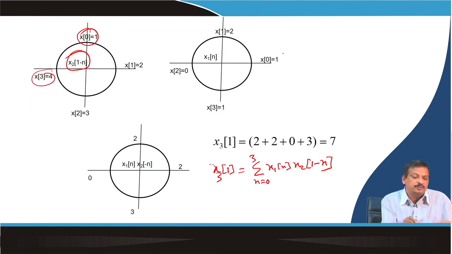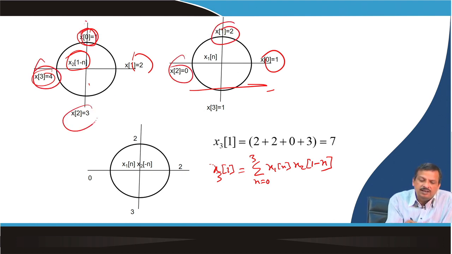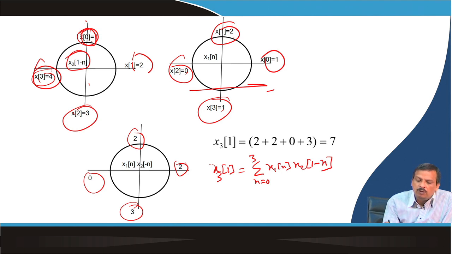So I get this one, and this one is my x1 n. So the product is this multiplied by this, this multiplied by this, this multiplied by this, and this multiplied by this. So I get 1 into 2 is 2, 2 into 1 is 2, 4 into 0 is 0, 3 into 1 is 3. So I get the sum 2 plus 2 plus 0 plus 3 is equal to 7.